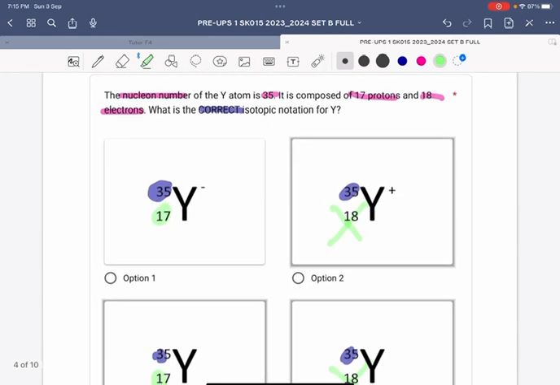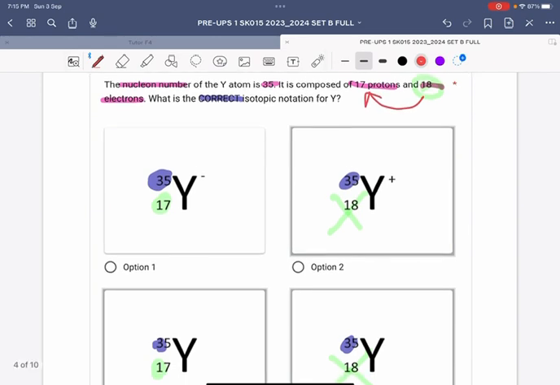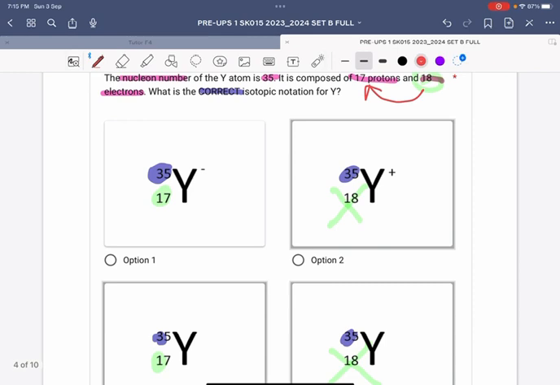How about the charge? Okay. Since the number of electron is greater than number of proton, it should be negative charge. Okay, so here is the answer, option 1.